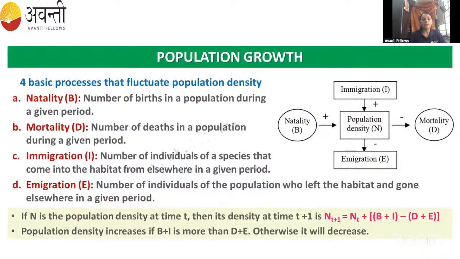Then talking about the population density. Population density means, for example, the number of the population living in a particular area. Compare it to your classroom. When the class started in the sixth standard, there were 40 students in your class. Some students join newly, for example by lateral entry in the eighth. So the number increases. That is called natality.